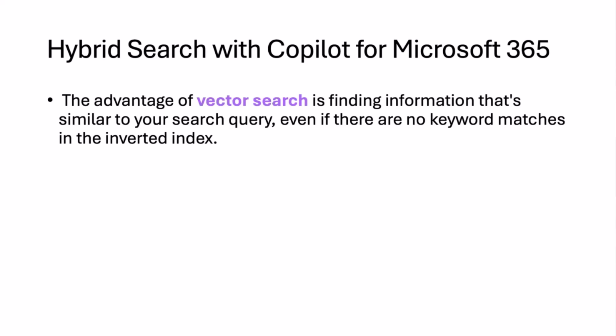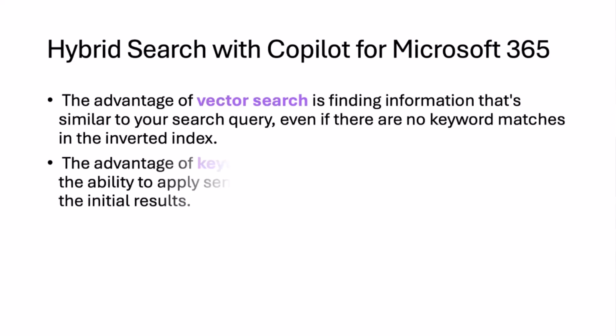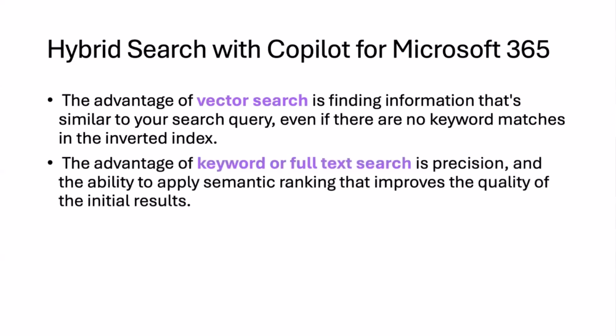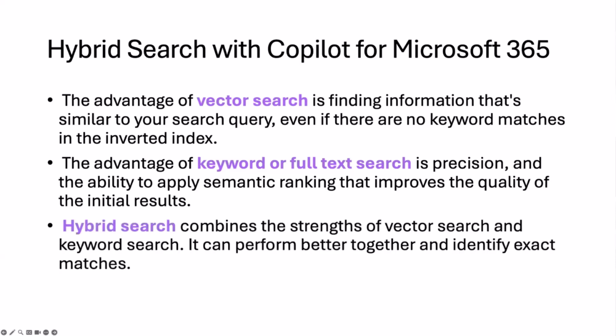Even if you don't use the accurate keyword, for example, complaint, customer feedback, then with vector search, our system understands that it is a feedback, it is a complaint. Also, we get the advantage of keyword text search, which is the benefit of using keyword search is precision. Every time we type the same keyword, every time we type the same text, we will get the exact same result. And with the semantic ranking, it improves the quality of the result for sure.